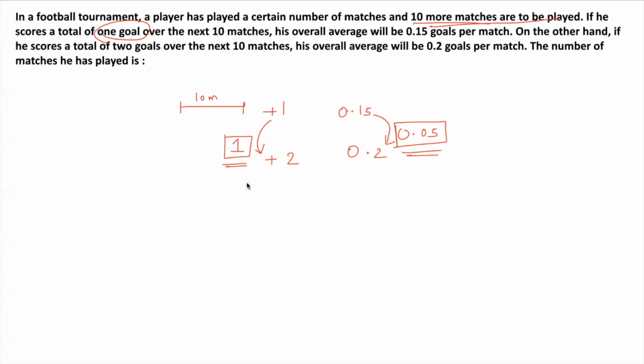That means the total number of matches should have been 1 divided by 0.05, which is equal to 20. So a total of 20 matches have been played overall, out of which 10 matches were played later. So the initial number of matches is 20 minus 10, or 10. It's a very good shortcut, right?